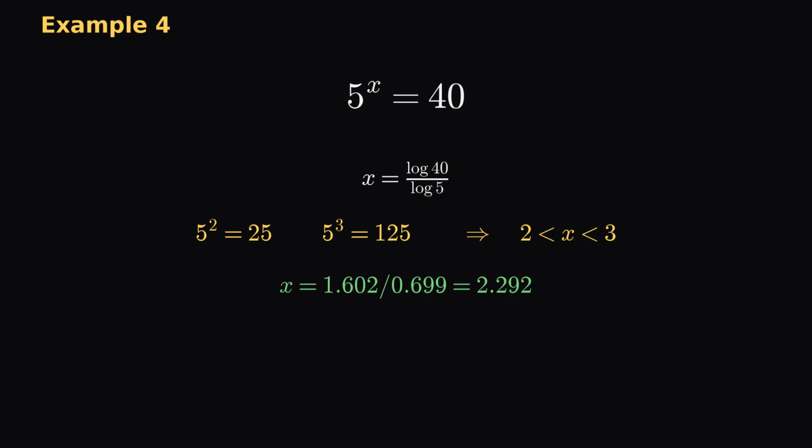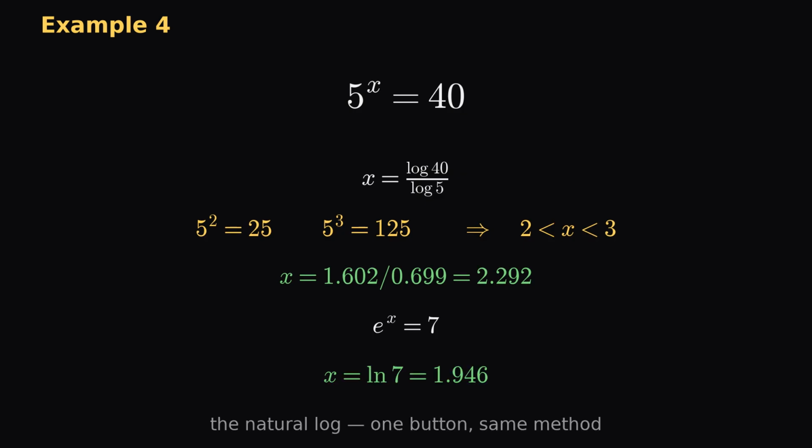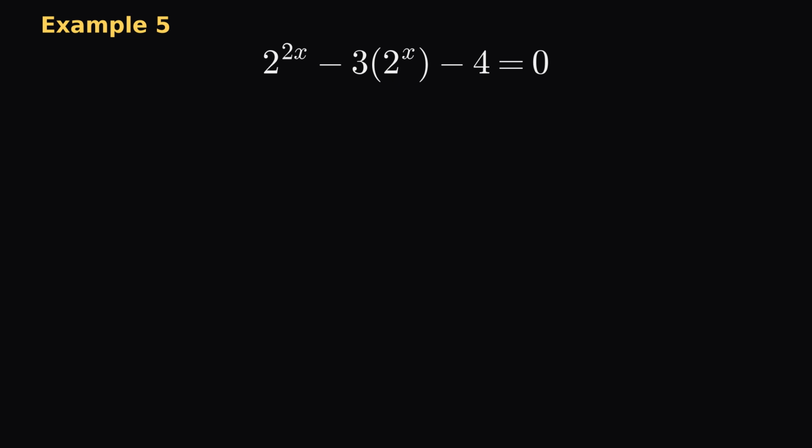And here's one worth seeing next to it. e to the x equals 7. Same method, but use the natural log instead, and it's one button. x is ln 7, 1.946. Last one. Solve 2 to the 2x minus 3 times 2 to the x minus 4 equals 0.